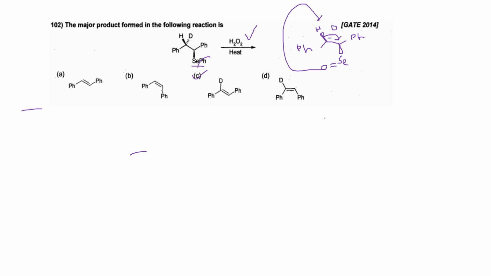Okay, so this type of strategy we can use in our reactions also to get an idea about the mechanism. A deuterium labeling experiment, we can do this in any unknown reactions also. So understood? Because the hydrogen is syn to the selenium, it will be selectively eliminated, not the deuterium.